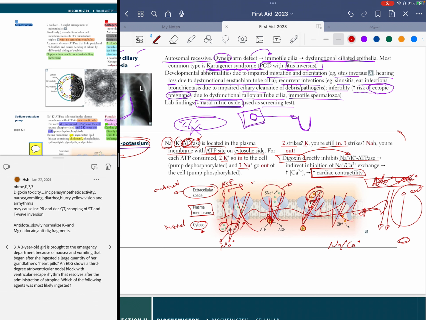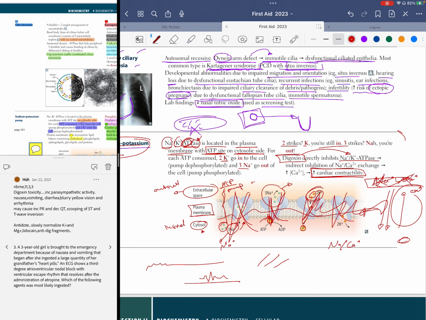So digoxin toxicity causes nausea, vomiting, diarrhea, blurry vision, and arrhythmia, which may cause an increased PR interval and decreased QT with a scooping of the ST and T wave inversion. All of these changes are on the ECG, PQRST. So we could have increased PR, decreased QT, scooping of ST and T wave inversion.